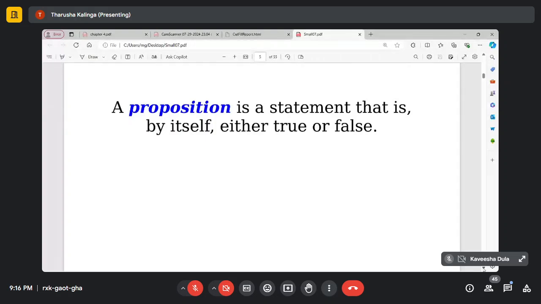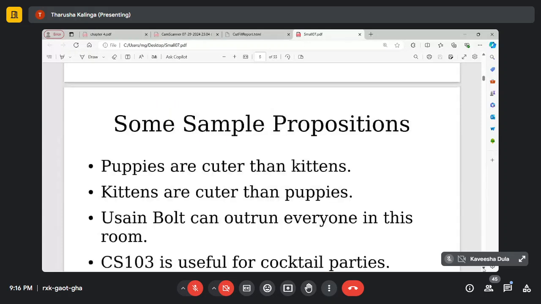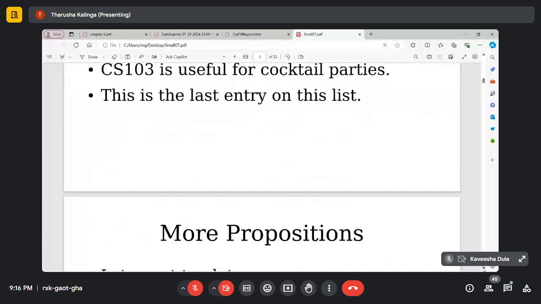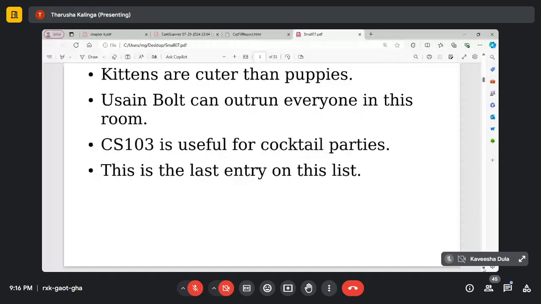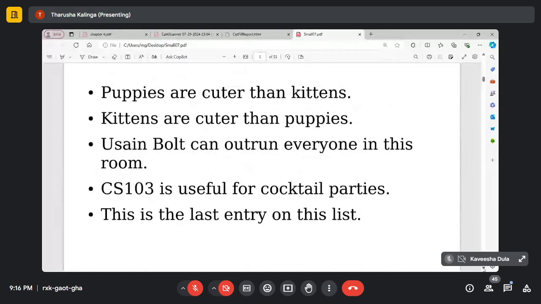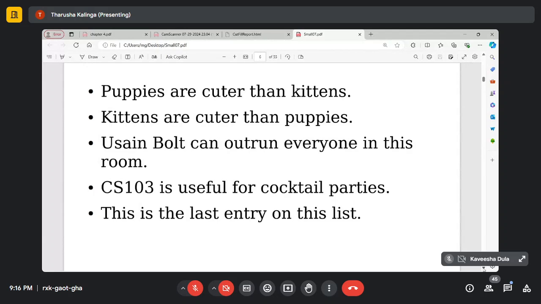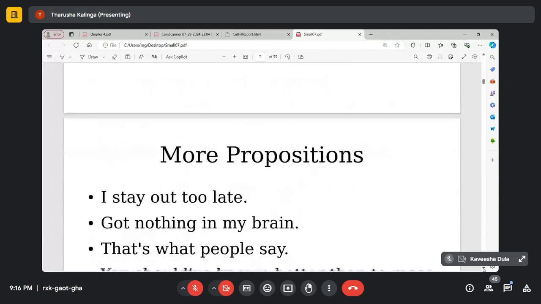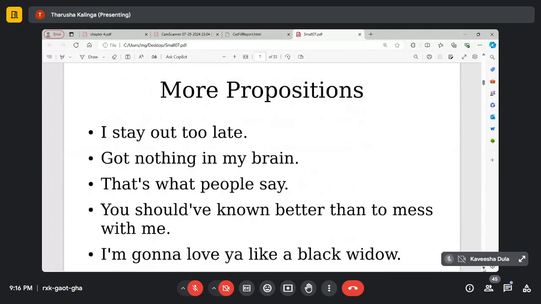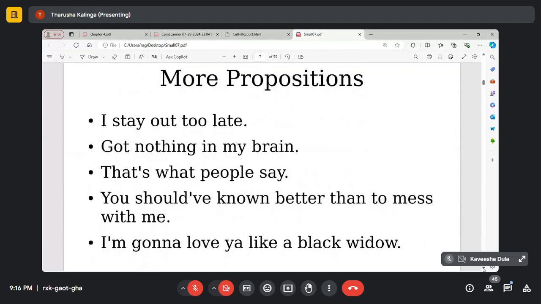Then moving on to the next one, we have some examples. You'll see: puppies are cuter than kittens, kittens are cuter than puppies. Here there are simple statements. Then we'll look into some more examples: I stay out too late. That's what people say. Those are also propositions.